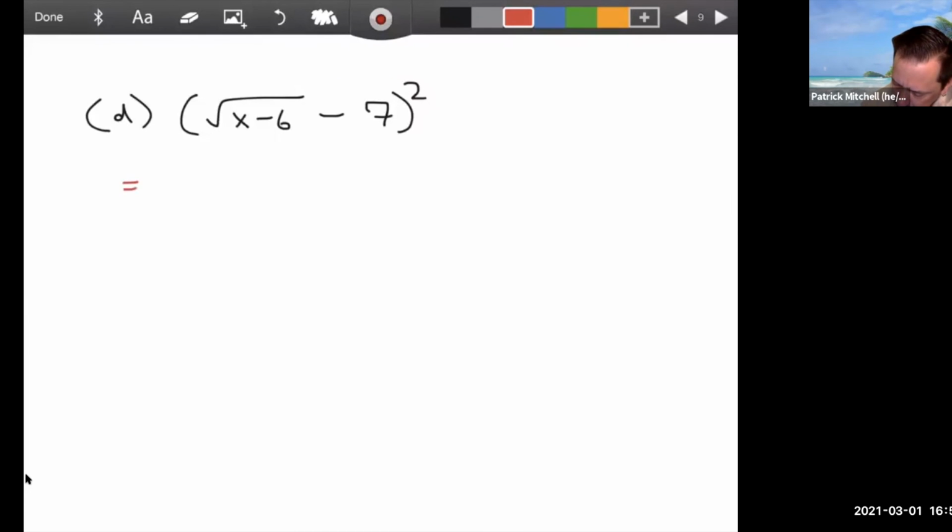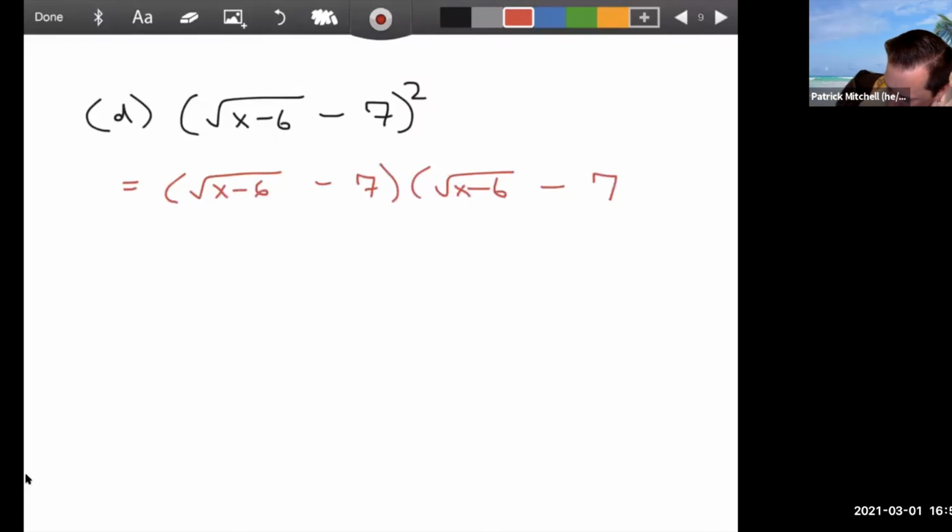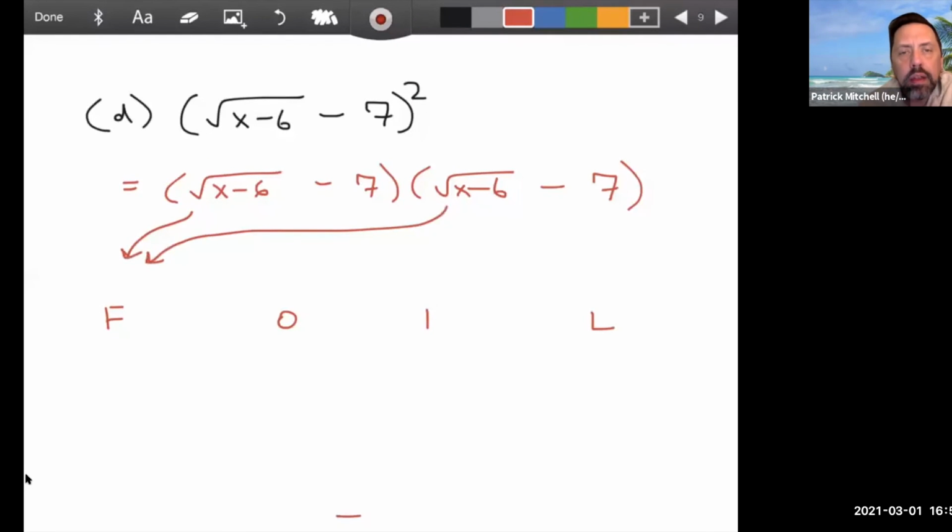You have to think of this as square root of x minus 6, subtract 7, times square root of x minus 6, subtract 7. And then FOIL it. That's probably the easiest way. All right, the square root of x minus 6 times the square root of x minus 6. What does that come out to? Doesn't that just come out to x minus 6? That would be another example of our important concept.